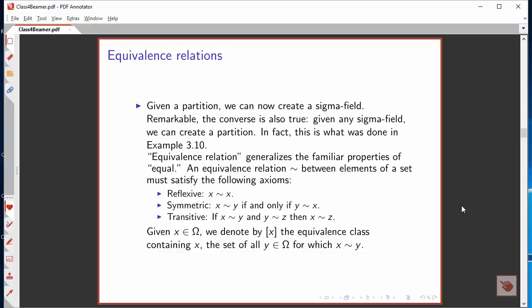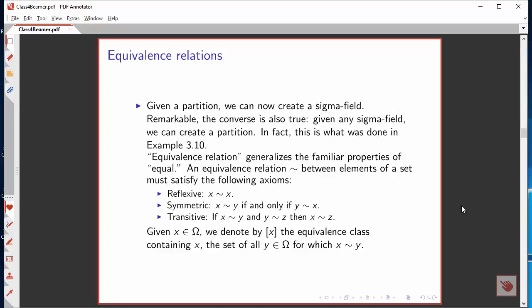It's reflexive, that is, x is in the same equivalence class as x. That's like saying any number is equal to itself. It's symmetric. x is related to y if and only if y is related to x. That's like saying if x is equal to y, then y is also equal to x. And finally, it's transitive. If x is related to y and y is related to z, then x is related to z also. That's like saying for equality, if x equals y and y equals z, we can conclude that x equals z.